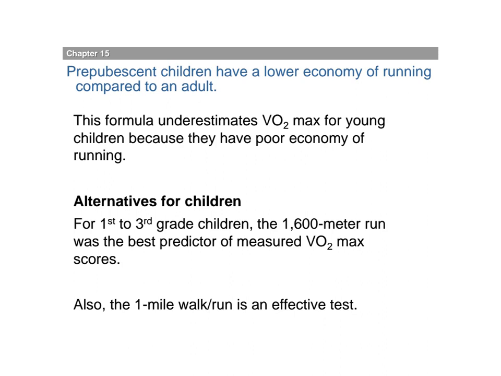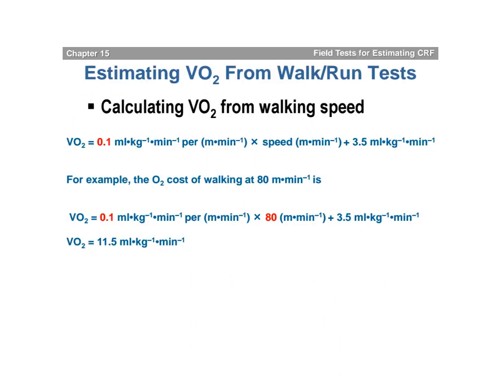And we'll also see other cases. For example, there's also a 1 mile walk run test. That's also a very effective test with children. So getting back to tests with adults, imagine that the adult is doing a walk test. Then we can't use the same formula that we used before. It's a very similar formula, but instead of 0.2, we're going to have 0.1 multiplied by the walking speed.